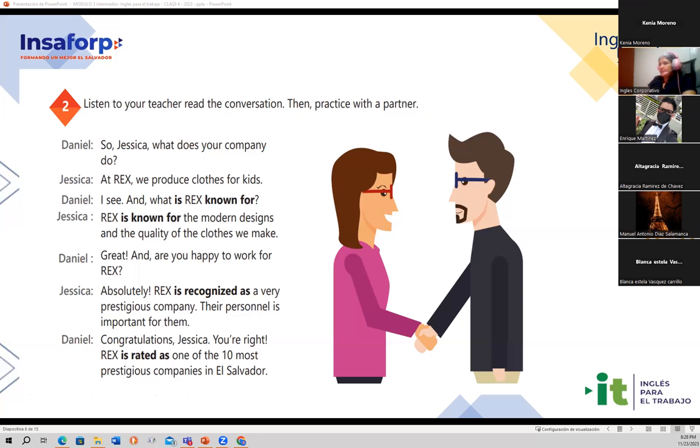I'm going to open the rooms, and you're going to create a similar conversation, like the one that we have here, talking about your company, your bakery. So you can speak about the reputation of the company. You can participate 3 or 4 times in the conversation. Let me open the rooms. I will be checking what you are doing. I will open the room now.